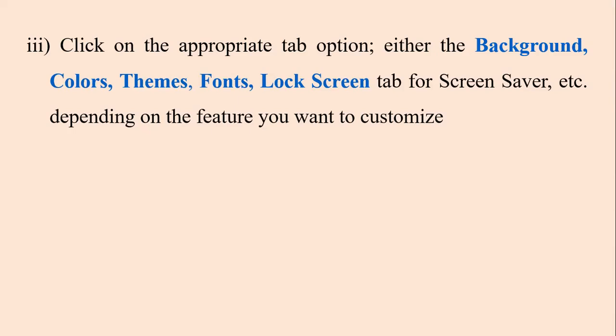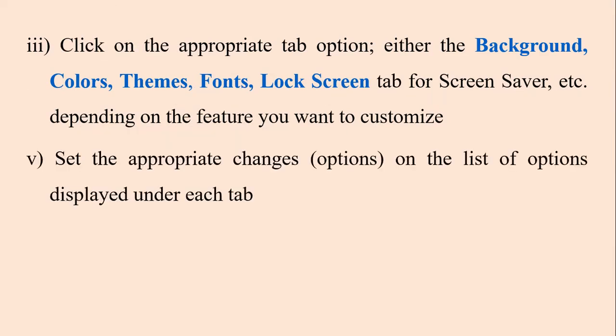Number 3, once you click on Personalize, a window will appear from where you can click on any of the tabs as you need. Some of those tabs or options that we're going to see from the personalization window will include background, colors, themes, fonts, lock screen, especially from where you can set the screensaver, amongst the others, depending on the feature that you want to customize.